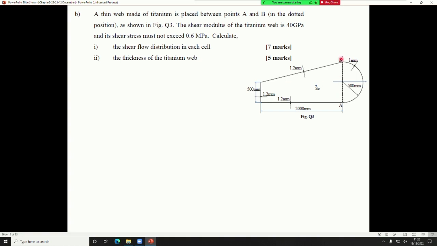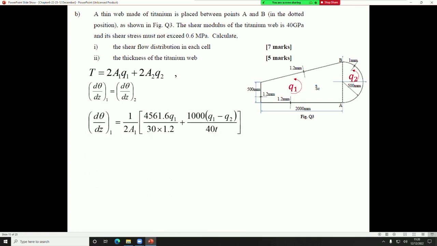So the thickness is unknown because we've been given this information, so therefore they take away other information from us. Here the shear stress must not exceed 0.6 megapascal. So in that case, the thickness is unknown. So Q1 and Q2, the equilibrium, the compatibility equation.